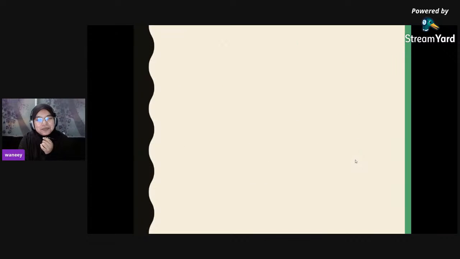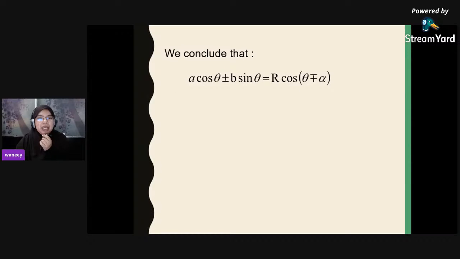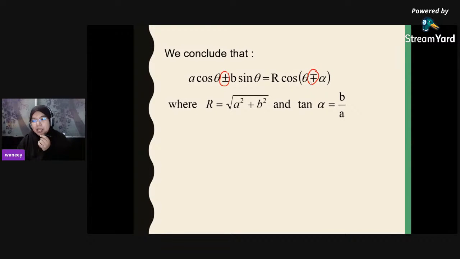Okay, next. Alright, so we can easily conclude that if we have a cos theta plus or minus b sine theta, it will be r cos, but do make sure to use the opposite sign. So if you have a plus over here, it should be a minus over here, and a plus over here, where the value of the r is the square root of a square plus b square, because you have to square both equations and then take the square root in order to get the value. And then tangent of alpha is simply b over a.